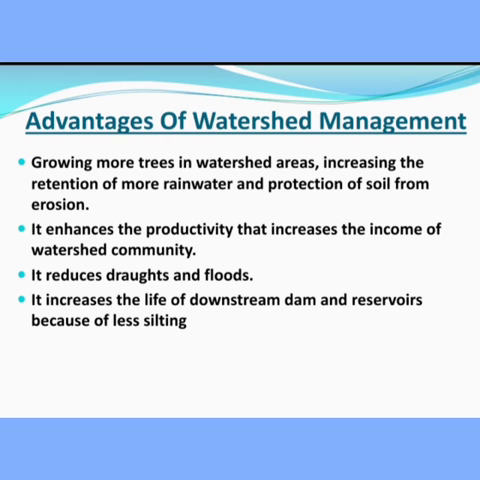What is the advantage? Growing more trees in watershed areas increases the retention of more rainwater and protects soil from erosion. So, growing more trees in watershed areas is going to increase the retention. If you grow more trees, what happens? The underground water will be retained for a longer duration. And if you grow more trees, what happens? This is going to protect from soil erosion.